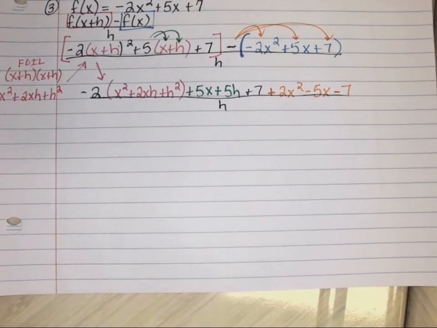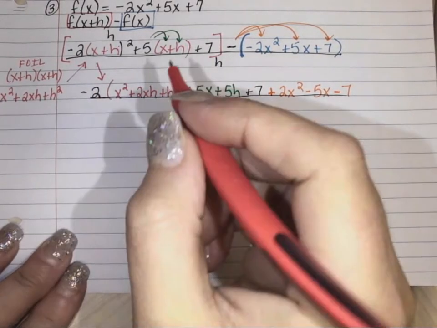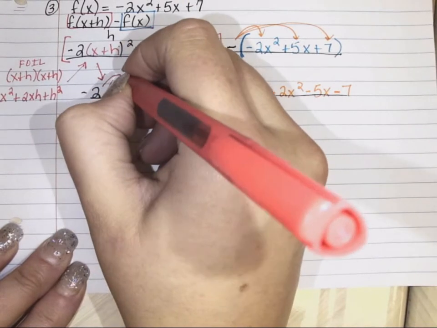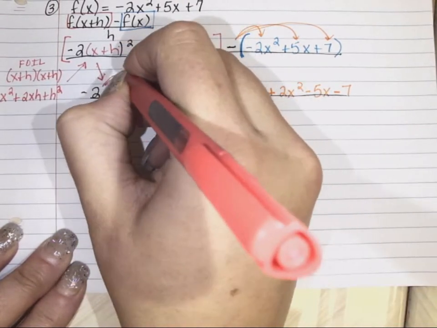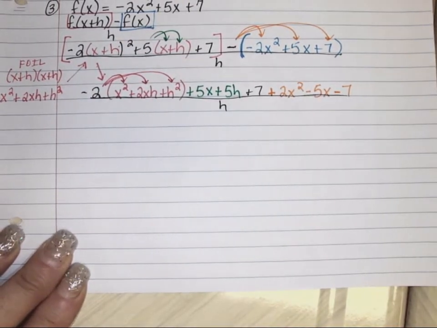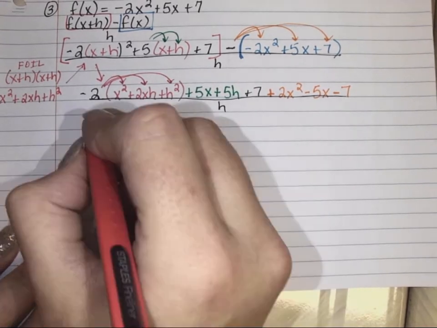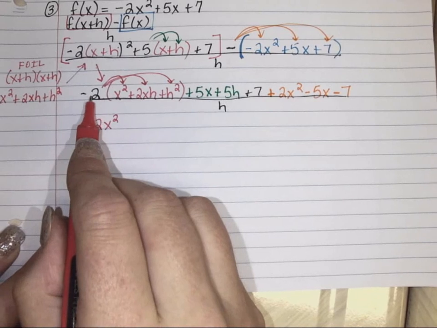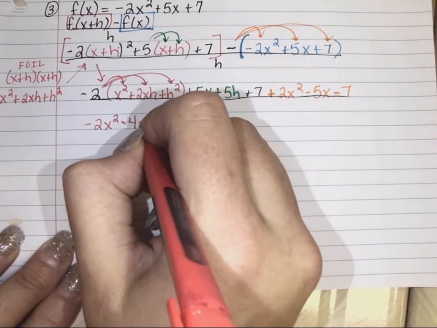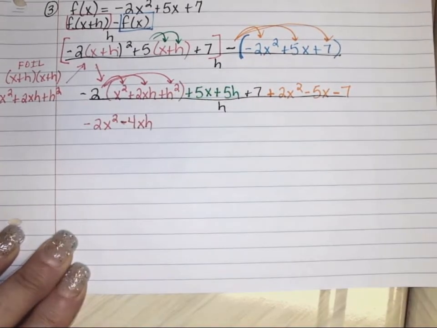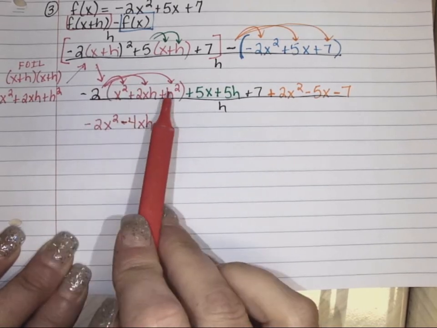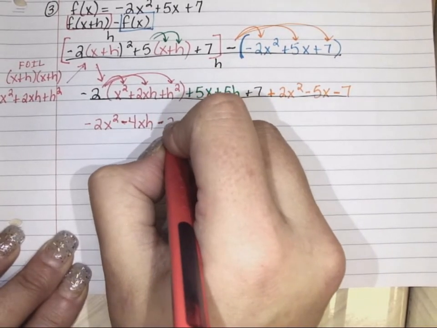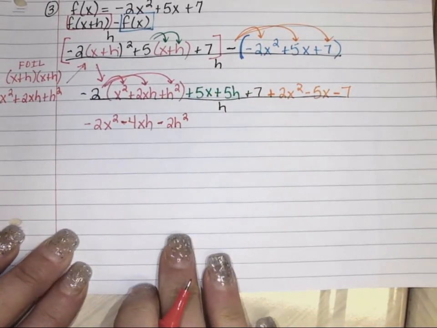All right, we're getting closer. It's a lot of distributing, simplifying, but first, still have negative 2 to distribute to all 3 terms here. Negative 2x squared. Negative 4xh. Negative 2h squared.